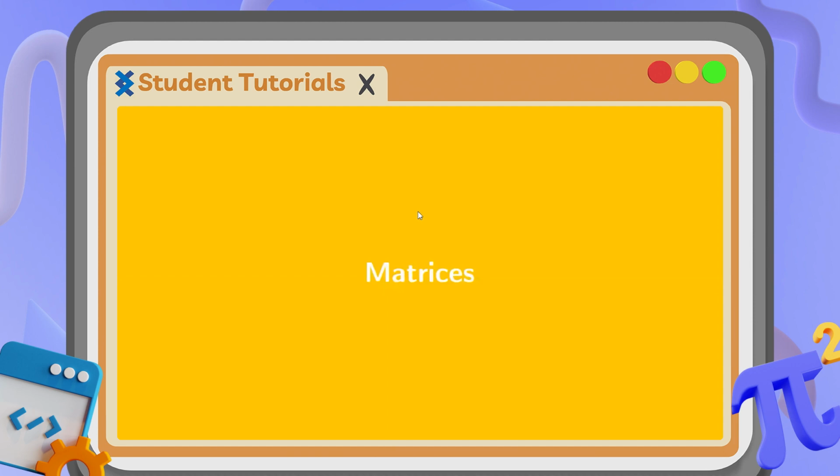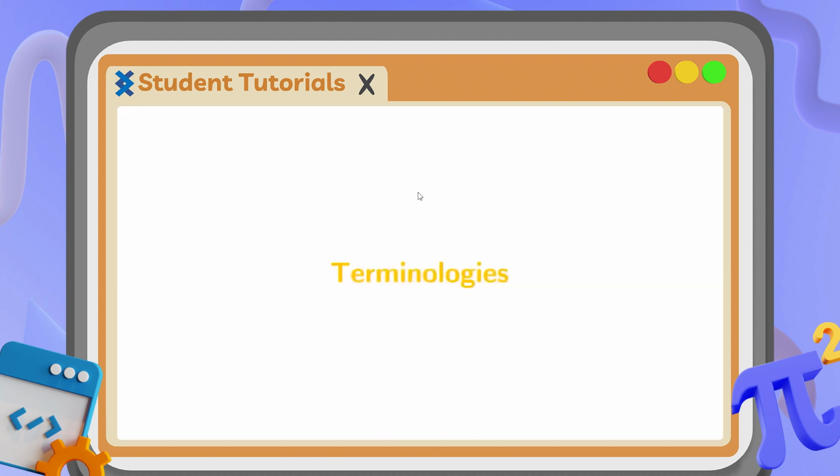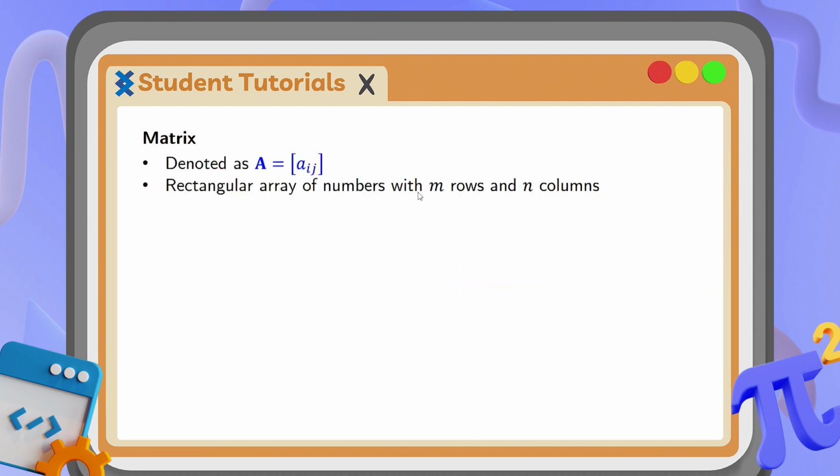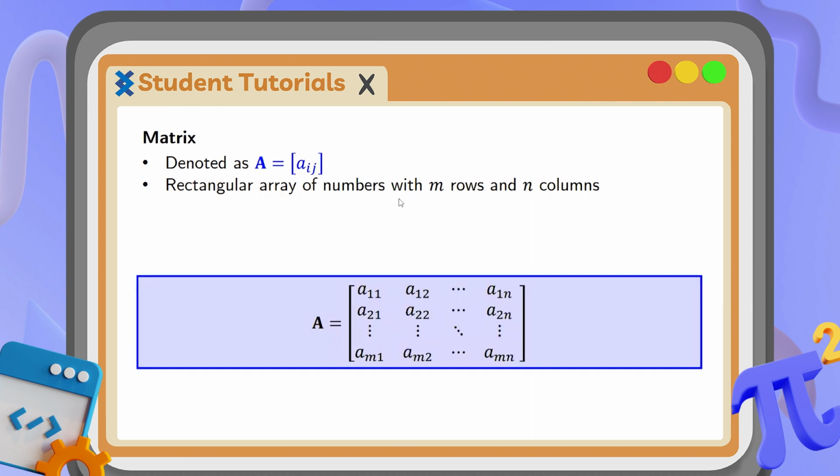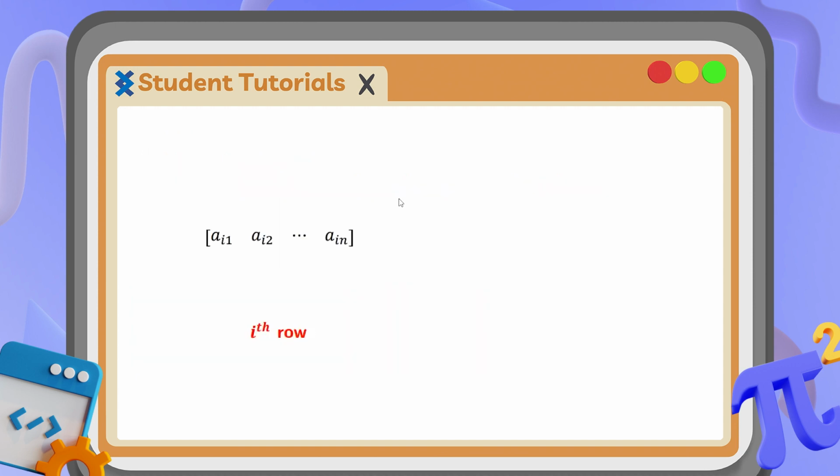Hello, this topic will be all about matrices. So, we'll first go to the terminologies. A matrix is denoted as A equals the matrix with elements A sub ij, which is a rectangular array of numbers with m rows and n columns, which can be represented this way. You can think of this as the 2D arrays that you have learned in CCDSTRU 2. So we have here the ith row of the matrix and the jth column of the matrix.